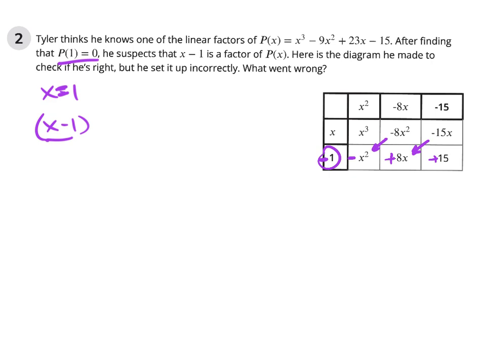So x squared times x is x cubed. Negative x squared times negative 1 is negative 1x squared. Now, what adds to make negative 9? Negative 8 times x is negative 8x squared. Minus 1 is negative 9x. So we get x cubed minus 9x squared. All right. Negative 8 times negative 1 is positive 8x. Negative 15 times x is negative 15x.